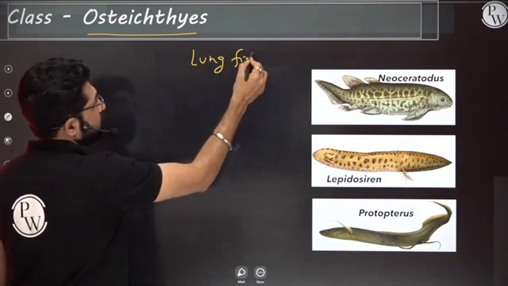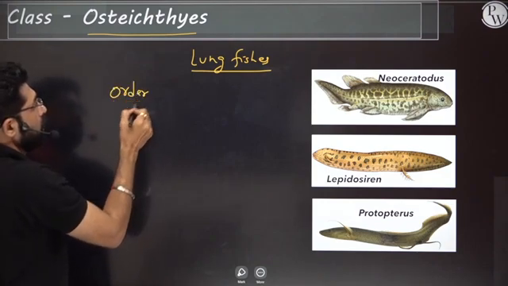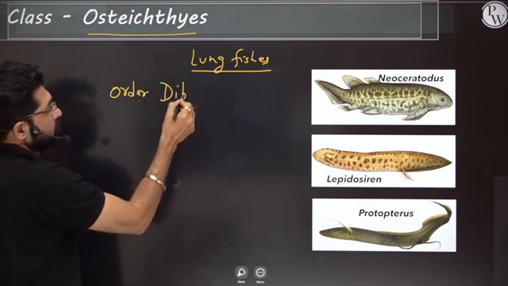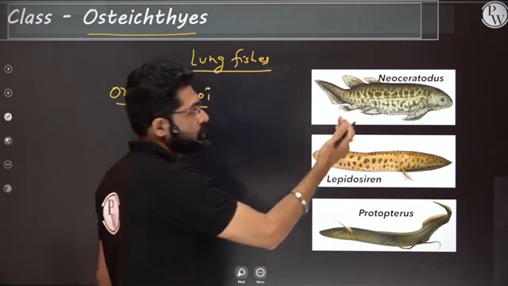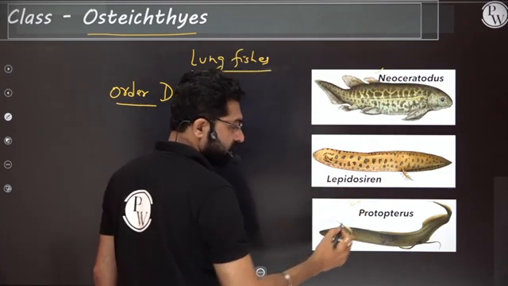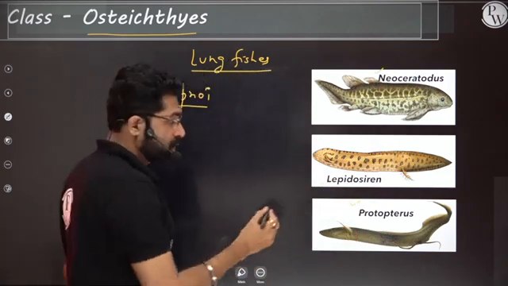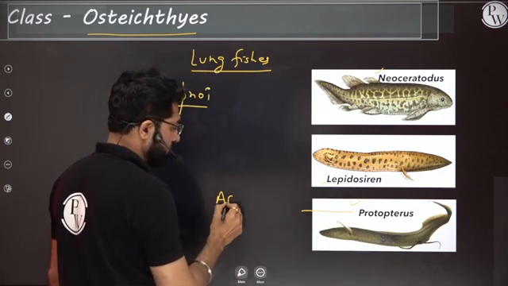Lungfishes belong to an order called Dipnoi. You can see three lungfishes shown to you. One is Neoceratodus, the other is Lepidosiren, and the next one is Protopterus. Protopterus is your African lungfish.